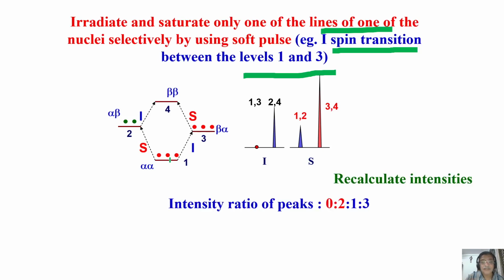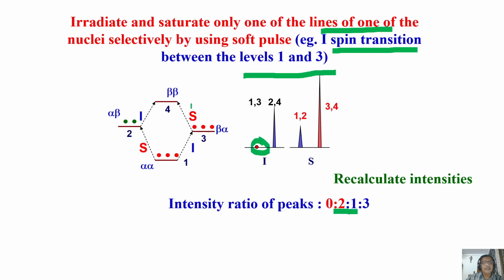Okay, now let us see what the intensity is. You calculate. This is 0. Because I am saturating, it should happen: the saturated peak does not appear. It gives 0 intensity because there is no population difference. What about the other I spin? This one. Take the difference, it is 2. That has not changed. I agree. What about the S spin? The S transition here is 3 to 2, difference 1.